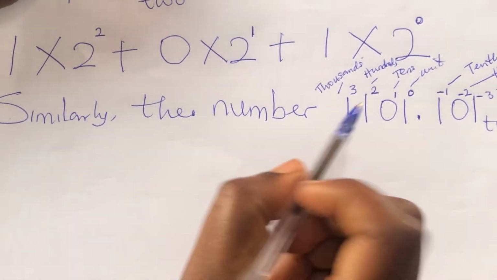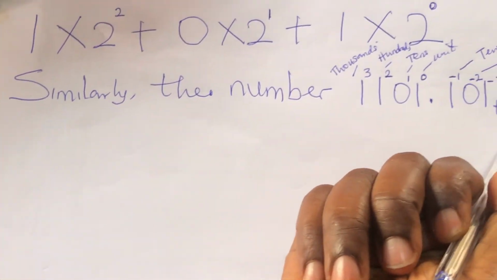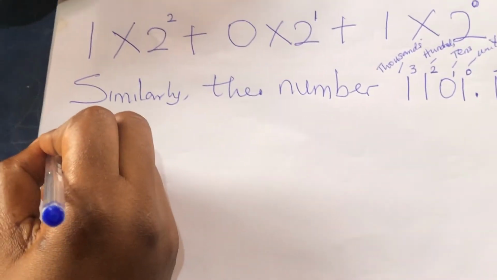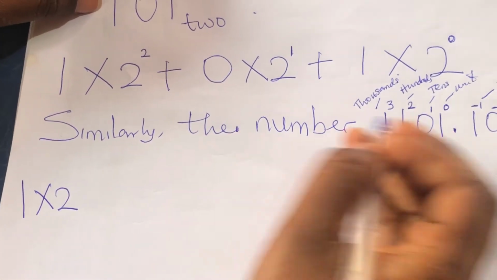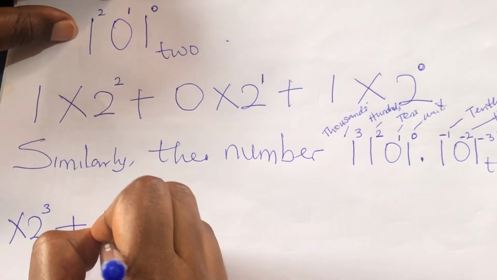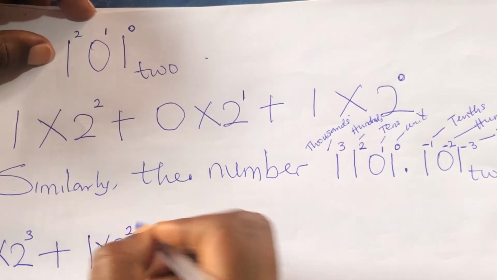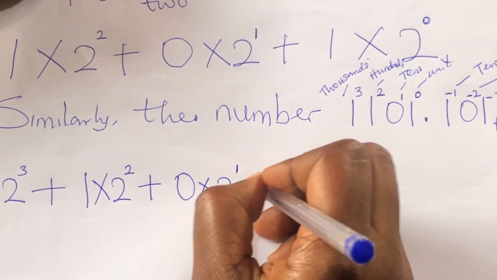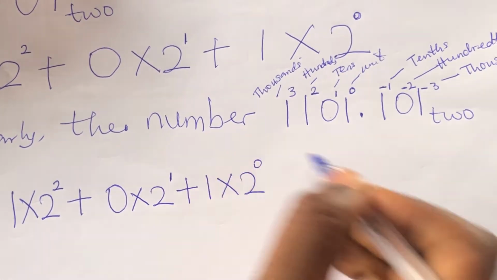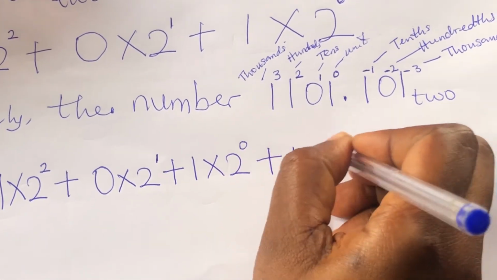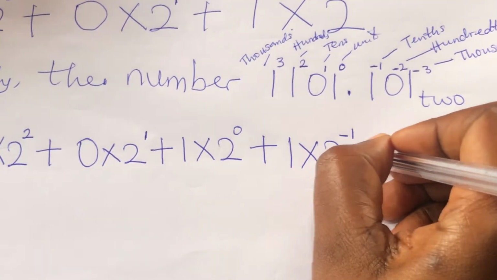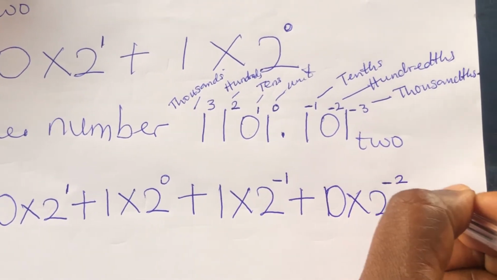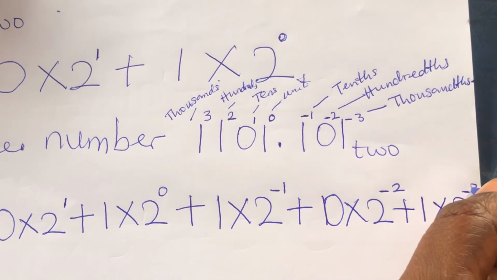So if you now want to write it in the expanded form, it is in base 2, and I told you that if you want to expand it, you will be multiplying each digit by powers of 2. So 1 times 2 raised to the power of 3 plus 1 times 2 raised to the power of 2 plus 0 times 2 raised to the power of 1 plus 1 times 2 raised to the power of 0 plus 1 times 2 raised to the power of -1 plus 0 times 2 raised to the power of -2 plus 1 times 2 raised to the power of negative 3.